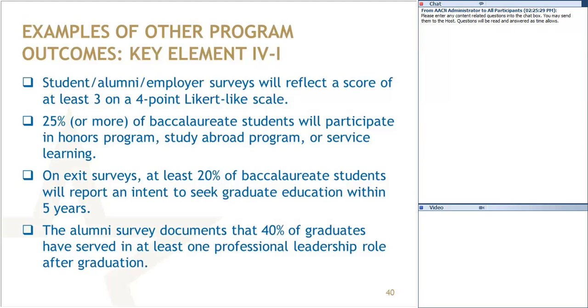And I think that when schools look at program outcomes, they want to try to be appropriate for their particular student body or their school. So, for example, you might say that the third bullet where we said on the exit survey, we only wanted 20% of the baccalaureate students to report on an exit survey that they're seeking graduate education within 5 years. If a school had decided, well, instead of doing it on an exit survey, let's do it on an alumni survey that we send out at year 3 or 4, then they may have a very different percent response that they want back. So again, it is contextual, if you will, as to how these program outcomes are going to be worded, how they're going to be measured.